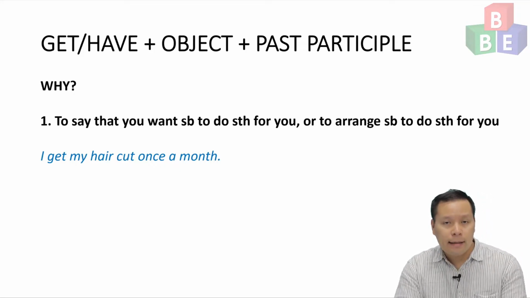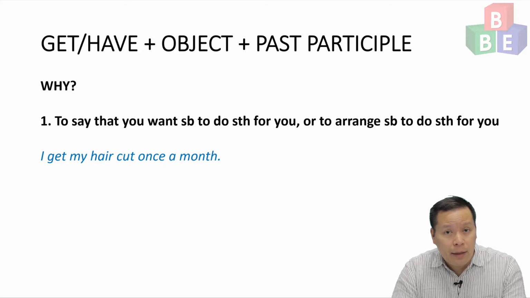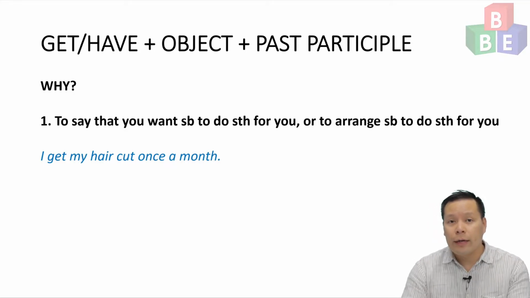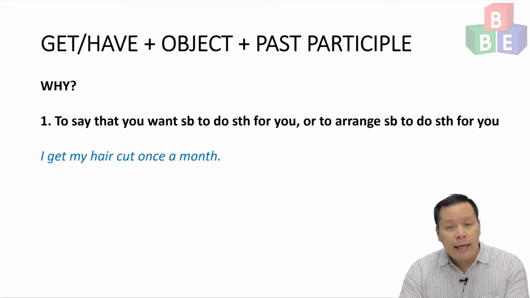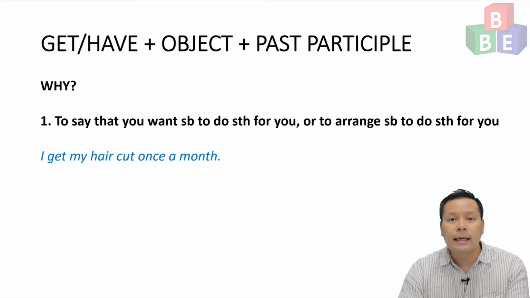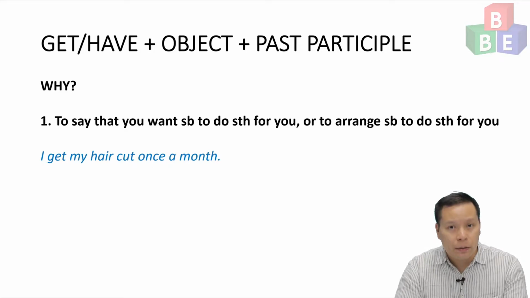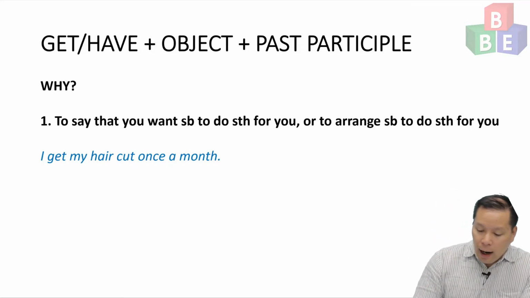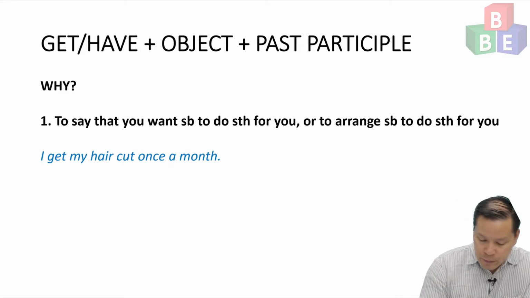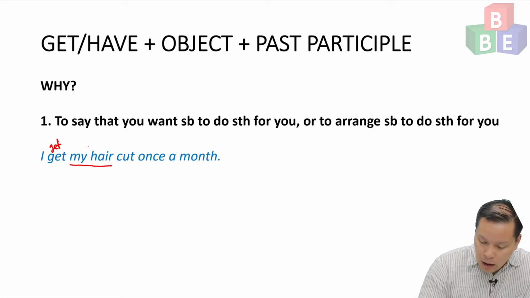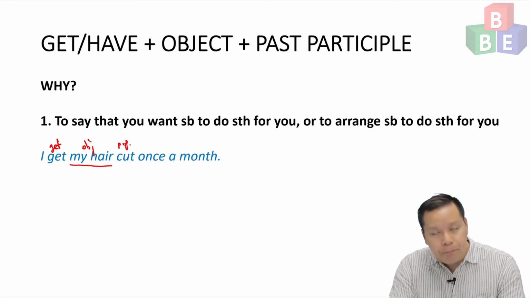Now in my case here, even though I don't have much hair myself, I still go to a hairdresser and I pay my hairdresser some money and he cuts my hair. So I'm likely to use this structure here. So I get my hair cut once a month. I'm using the verb get. I can use have as well. My hair here is the object and the verb is cut, which is in the past participle form.